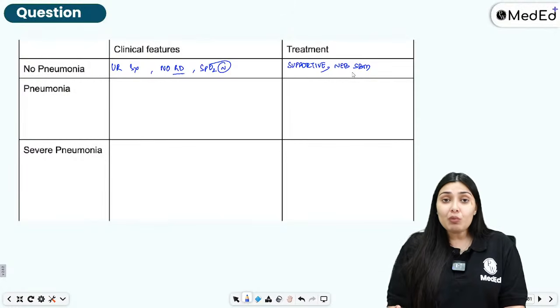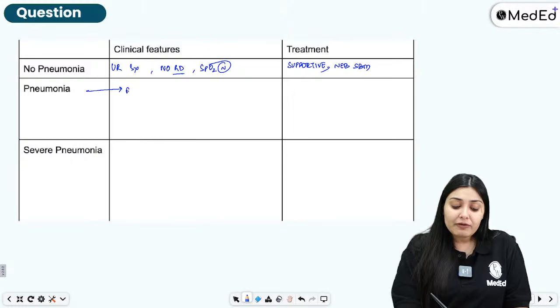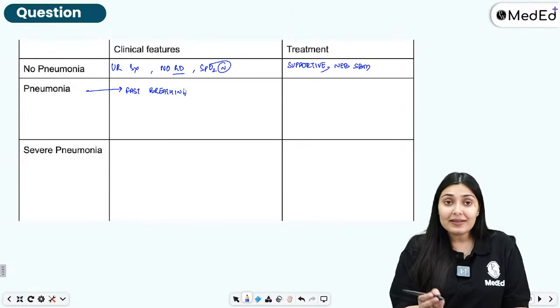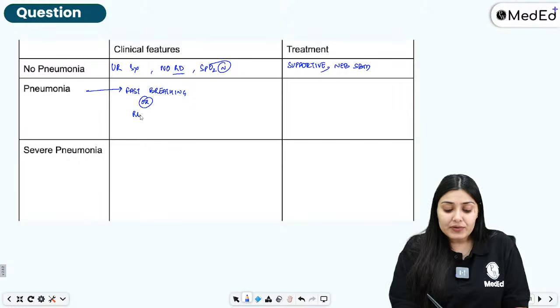What happens in pneumonia? Either there will be fast breathing. The criteria of fast breathing, you know, more than 60, 50, 40, less than 2 months, 2 to 12 months, after 12 months, or there will be retractions.